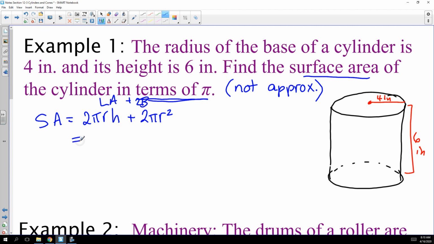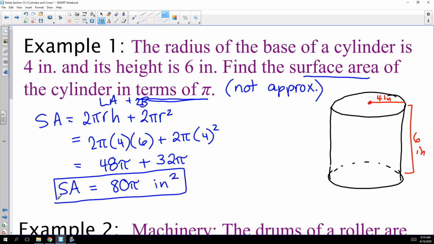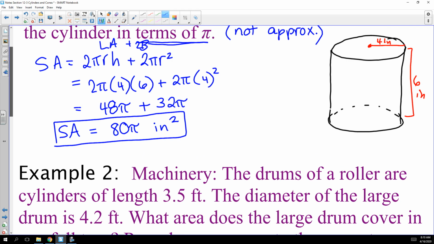Okay, so 2 pi times 4 times 6 plus 2 pi times 4 squared. And then we get 48 pi plus, that's going to be 16 times 2, which is 32, right? And so our total surface area is 80 pi inches squared. This was area, so remember it's measured in square units. Got it? We don't even need to type that into our calculator, because you're going to leave your answer in terms of pi.